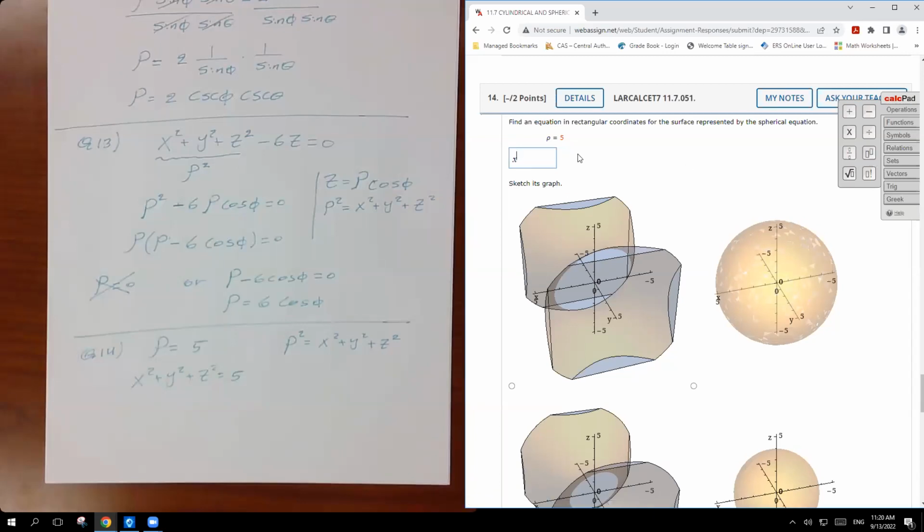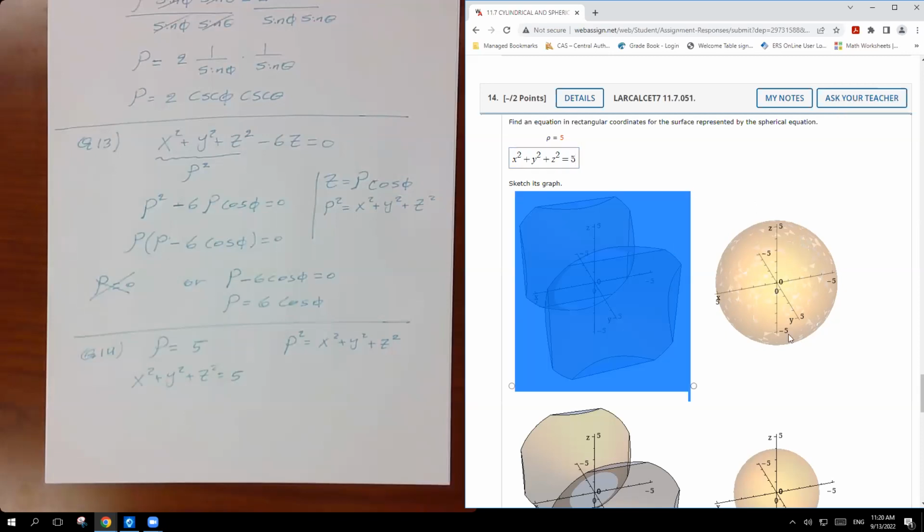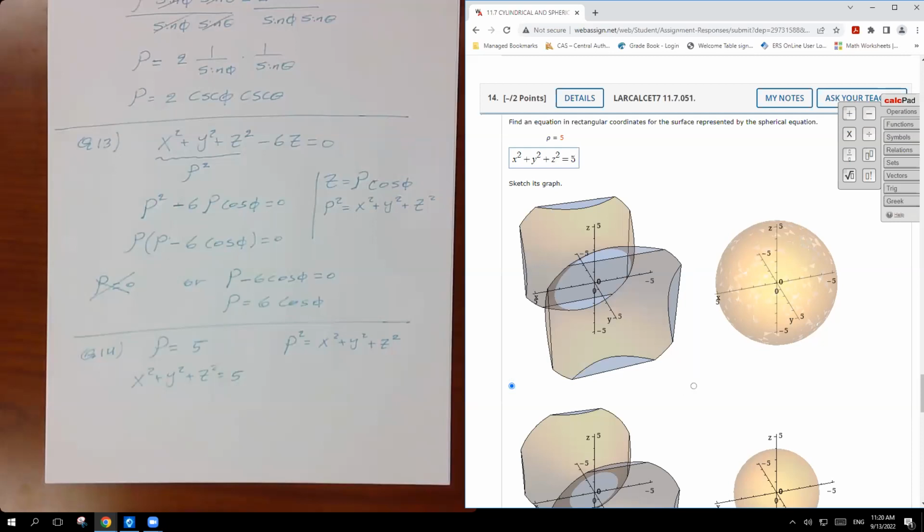x squared plus y squared plus z squared, and this one is going to be equal to 5. Now we have to find which one is the right graph. Why did I choose this one? There's something wrong. So now we need to find which one is the right option.